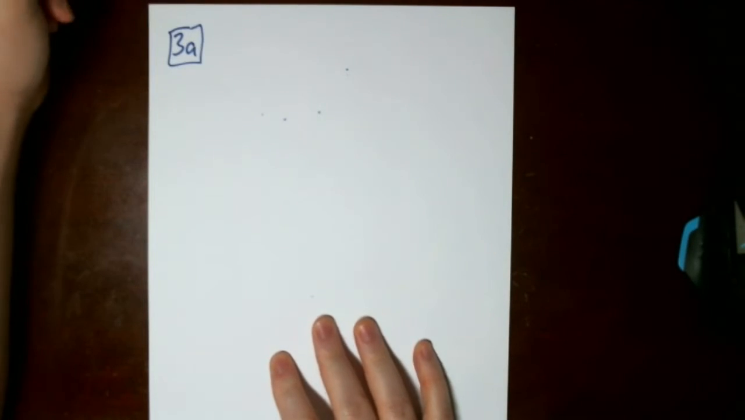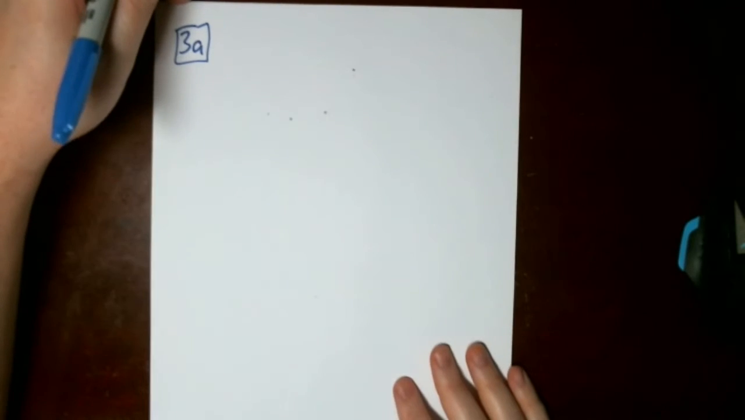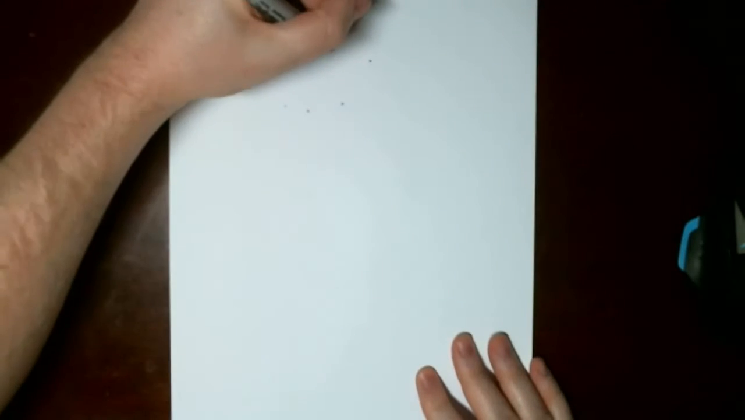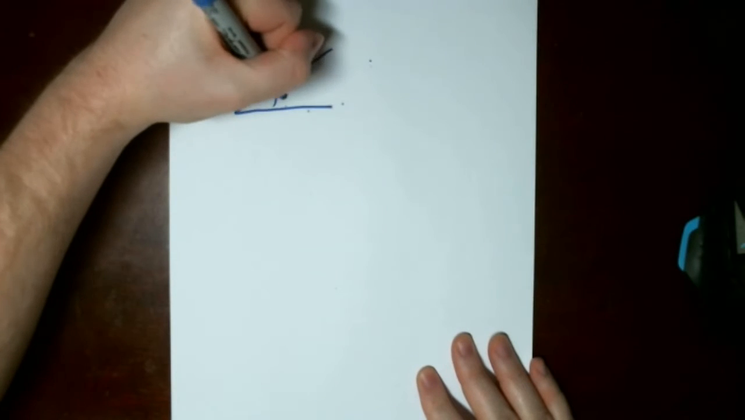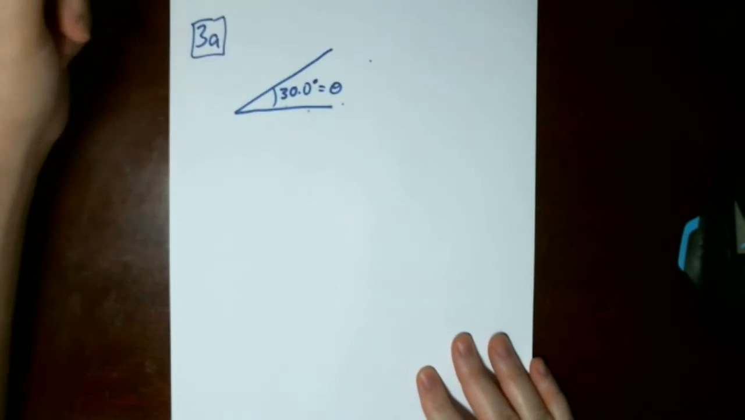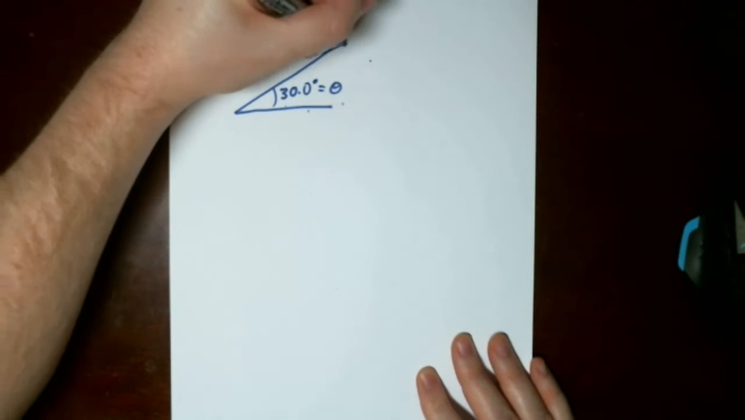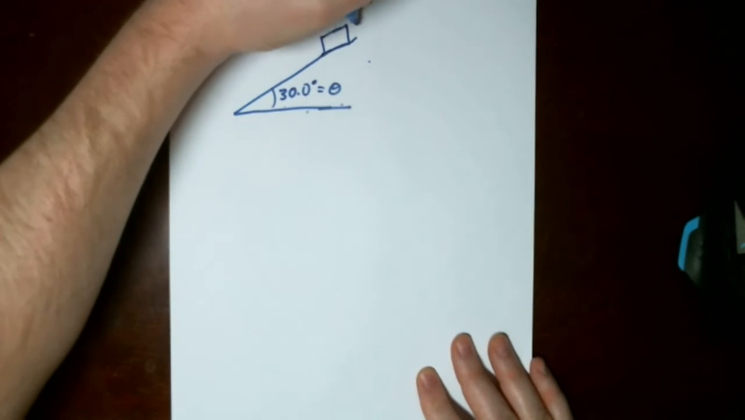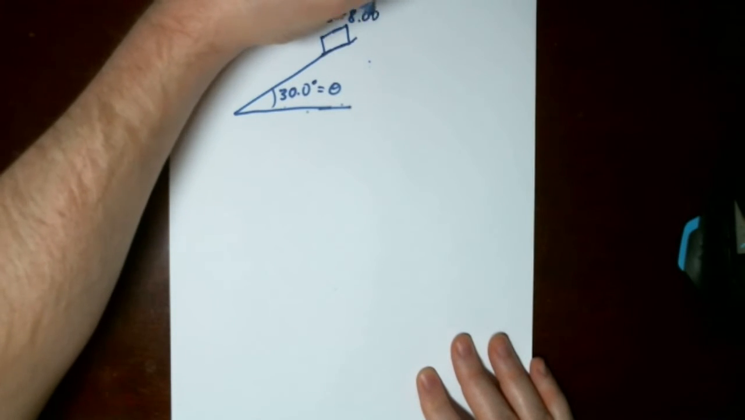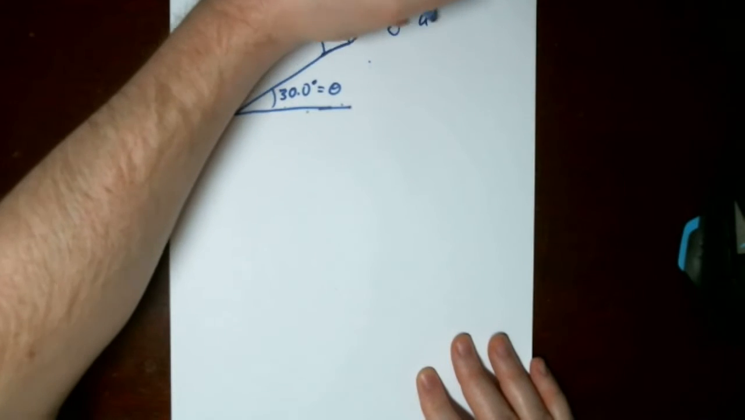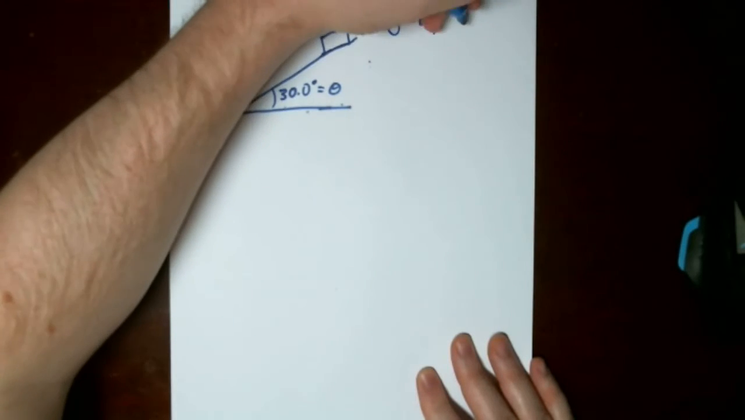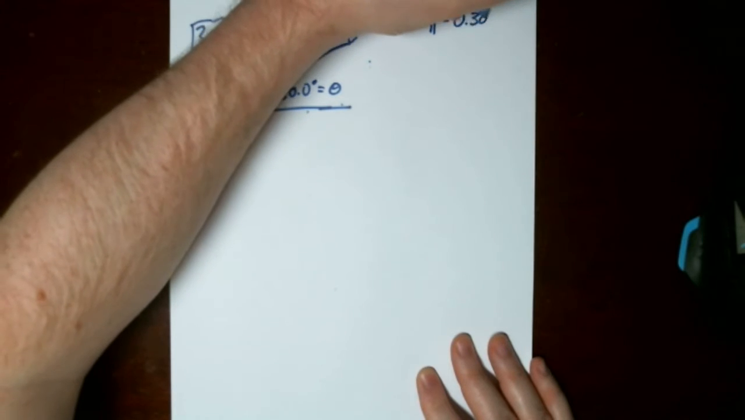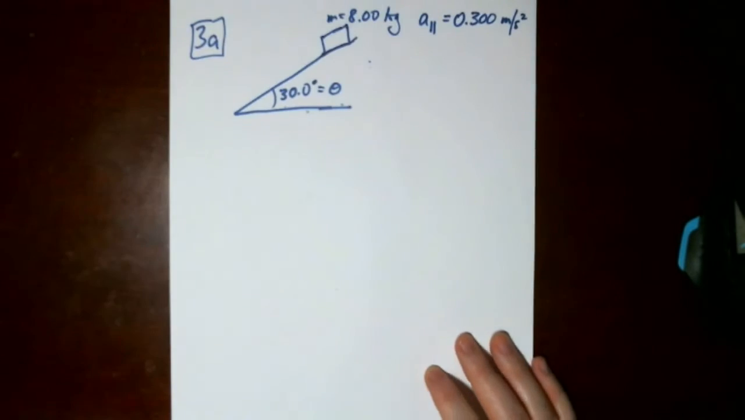All right, question 3. Question 3A is actually a little bit tricky. You have to think a little bit about what you're doing here, because we're on an inclined plane, and that always tends to screw people up. So here's our inclined plane. It is inclined at a 30-degree angle, and we have an 8-kilogram box released on it, and it slides down the ramp. So here's our 8-kilogram box, and we know that its parallel acceleration is 0.3 meters per second squared. And we want to find the force of friction.